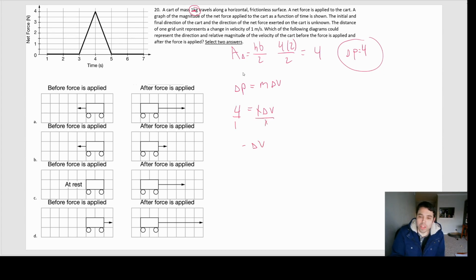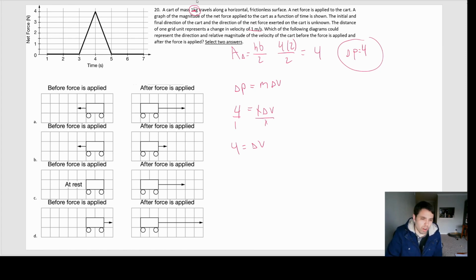Delta v is 4, right? That means my change of velocity is 4. I'm either gaining 4 velocity if the force was applied in the positive direction, or I'm going to be losing 4 velocity if the force is applied in the negative direction, or against my initial velocity. So which two of these 4 options has a change in velocity of 4 meters a second? Remember, it said that each square in the grid represents 1 meter a second. So I'm basically looking for the 2 options that have a change in velocity of 4, right?